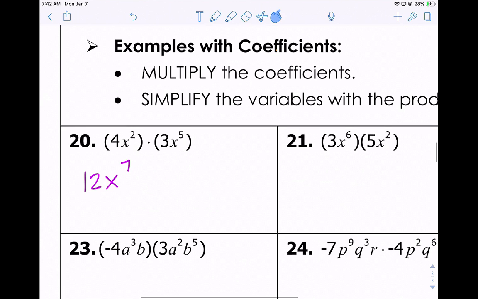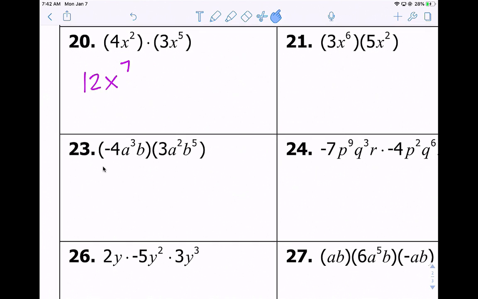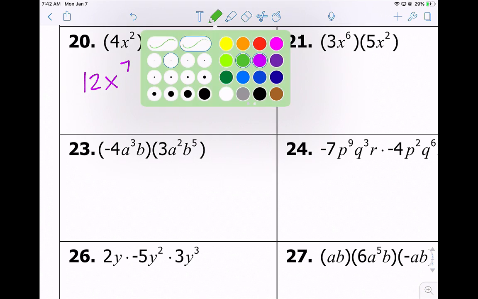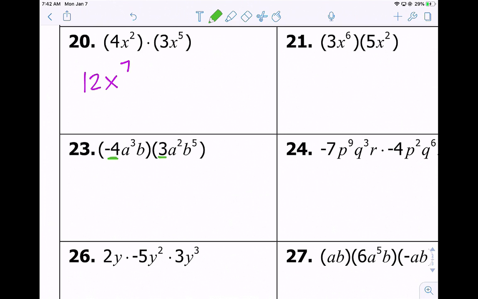All right, I'm going to go down this column here. So number 23, now we have two variables. So we have negative 4a cubed b and 3a squared b to the 5th. We're not adding these, so it doesn't matter that they're not like terms. If this said plus in the middle, we could not do this, but it says to multiply, so we can do that. So just like the last one, we multiply the coefficients. So we multiply negative 4 and 3, that's going to be negative 12. And then we add the a's together. These have the same base, so that base of a, we add those together. So a cubed and a squared, 3 plus 2 would be a to the 5th.